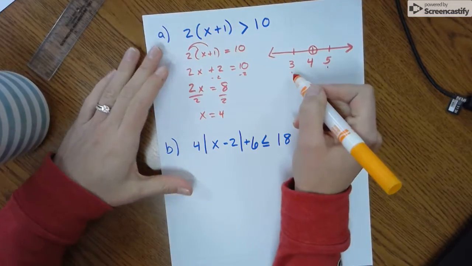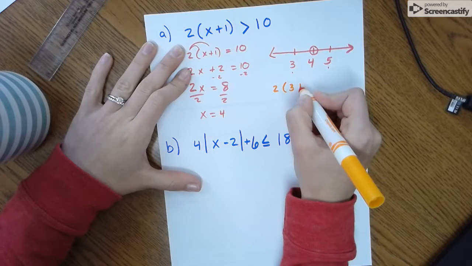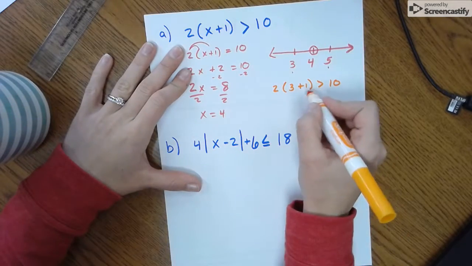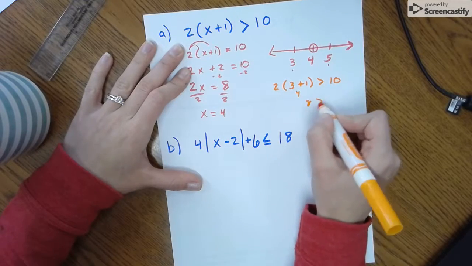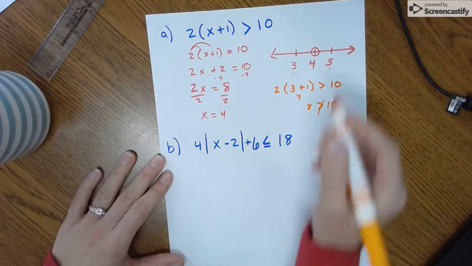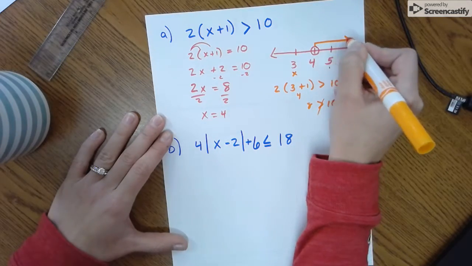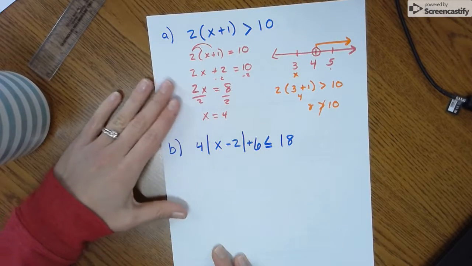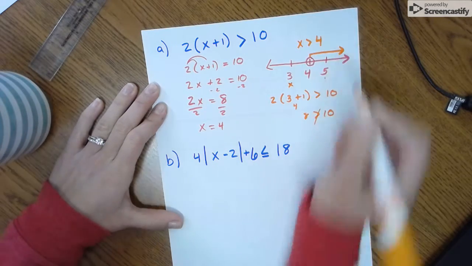I'm just going to plug in 3 just because it's a smaller number. So it would be 2 times 3 plus 1 is greater than 10. I'm going to simplify. So 3 plus 1 is 4. So 2 times 4 is 8. Is 8 greater than 10? That is not a true statement, which means 3 did not work. So my solutions must be bigger than 4. Here is my number line representation, and then I also need you to represent it symbolically, which would just be x is greater than 4.